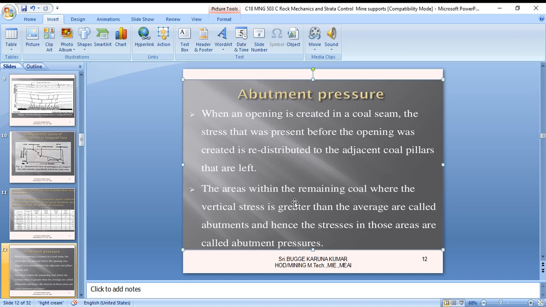When the opening is created in a coal seam, the stress that was present before the opening was created is redistributed to the adjacent coal pillars. So once equilibrium is disturbed, the horizontal and vertical forces are redistributed in and around that particular opening. The areas within the remaining coal where the vertical stress is greater than the average are called the abutment, and hence the stresses in those areas are called abutment pressures.